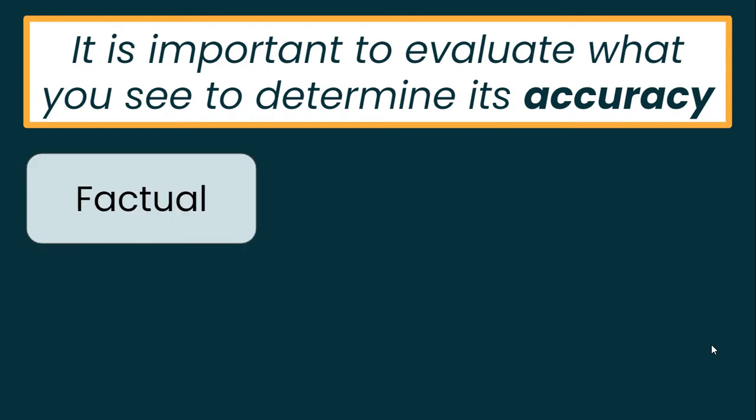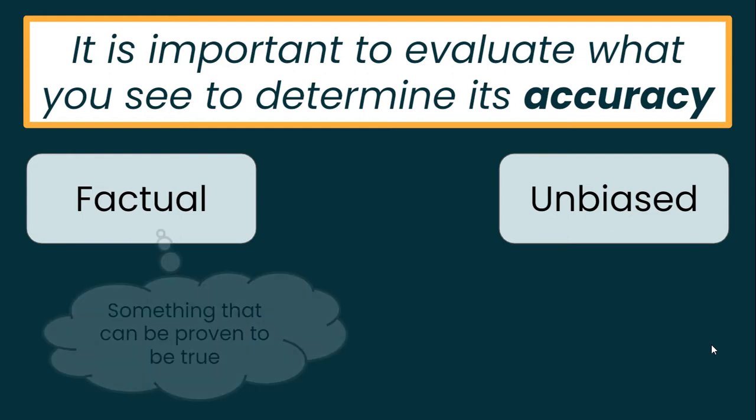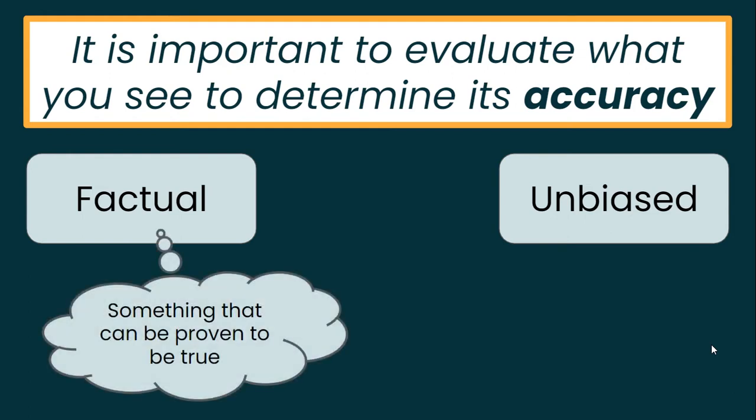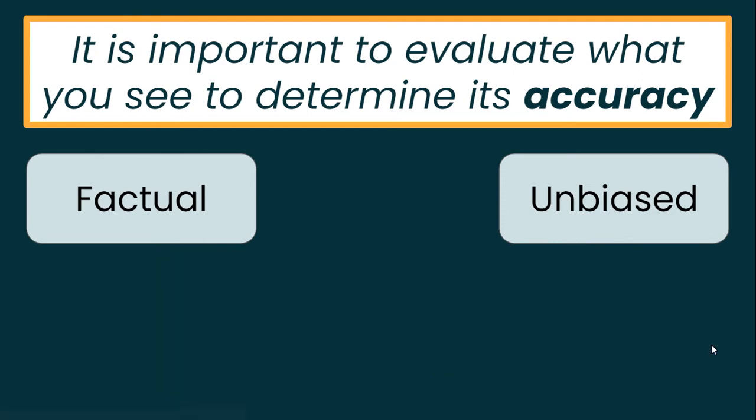So when we say accurate, we mean we want it to be factual and unbiased. Factual means that it's something that can be proven to be true. So it's not opinion, it's fact. And then unbiased means that it sees both sides fairly or impartially. If something is biased, it means that it does not see both sides fairly and it pushes out one side over the other, ignoring the other side's point of view or fact.